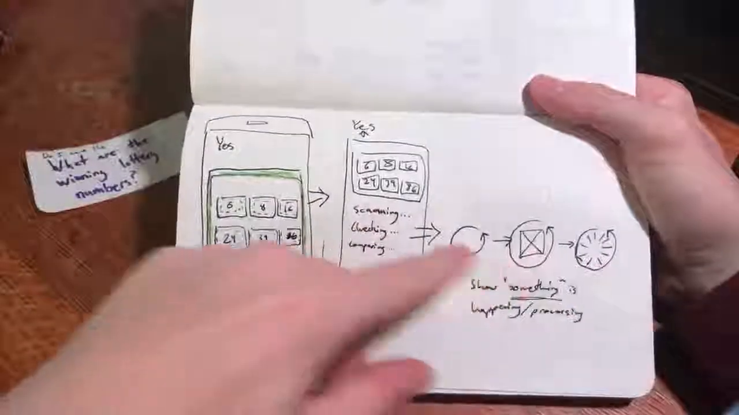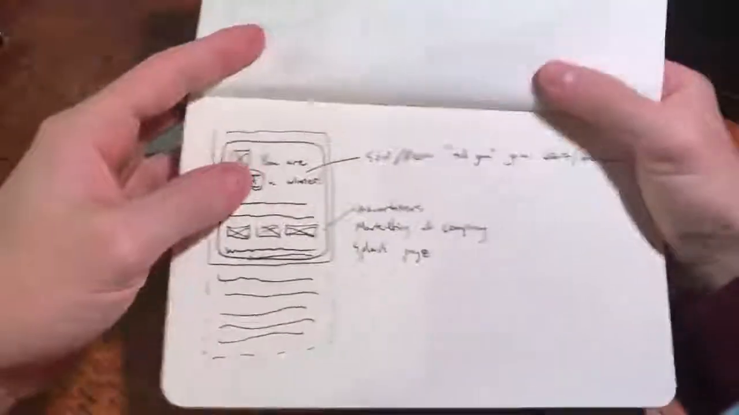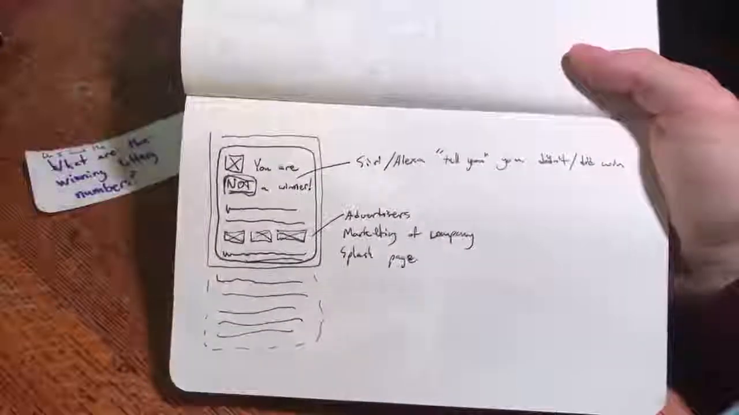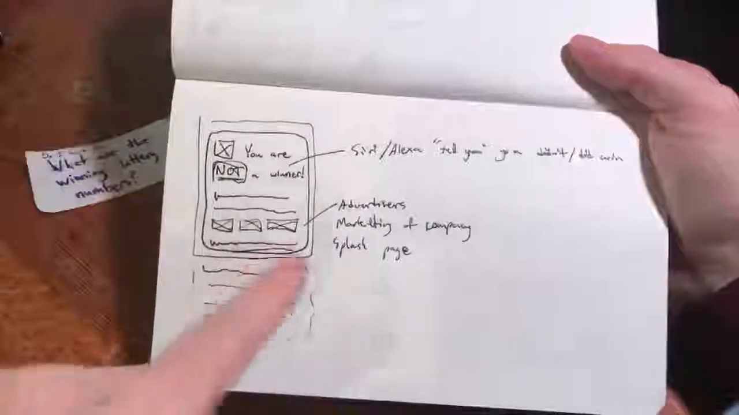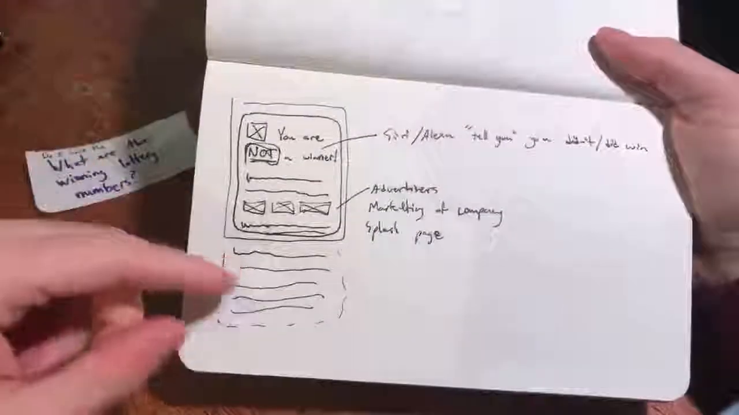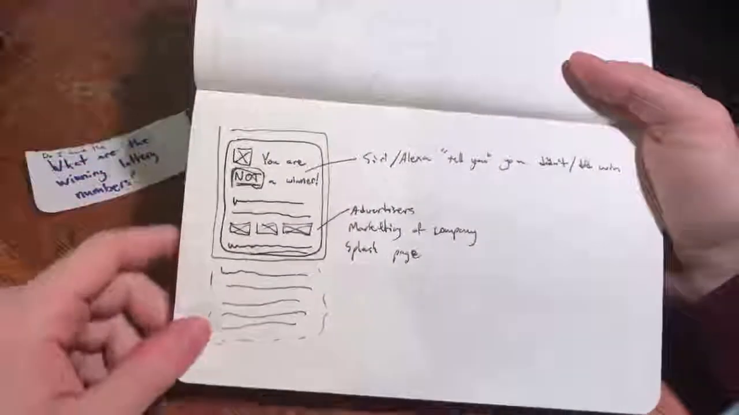Scanning will be displayed down below. Your picture will be shown up high. You want to show that something's happening. And then, unfortunately, in this case, you're not a winner. But it's a great opportunity for the voice command to tell you that you didn't win or you did win. And then for advertisers, marketing of the Mega Millions or the splash page can show further information about what your money's going to and how you're contributing.